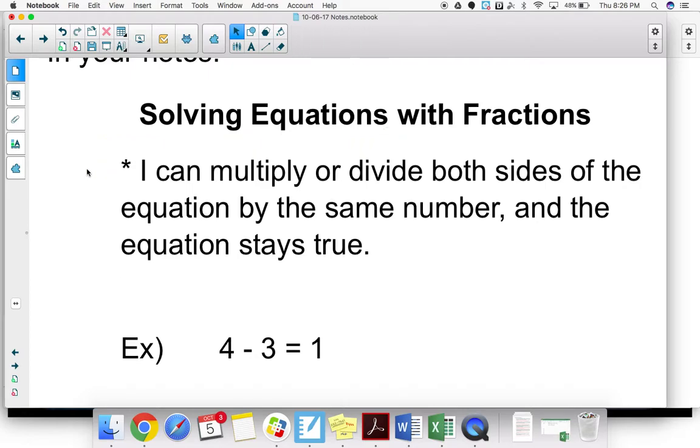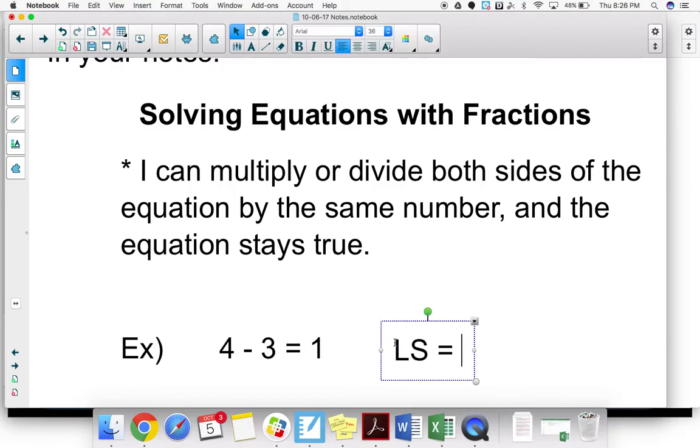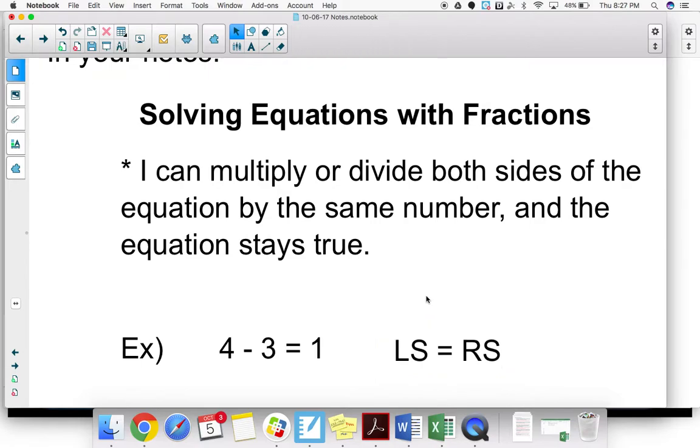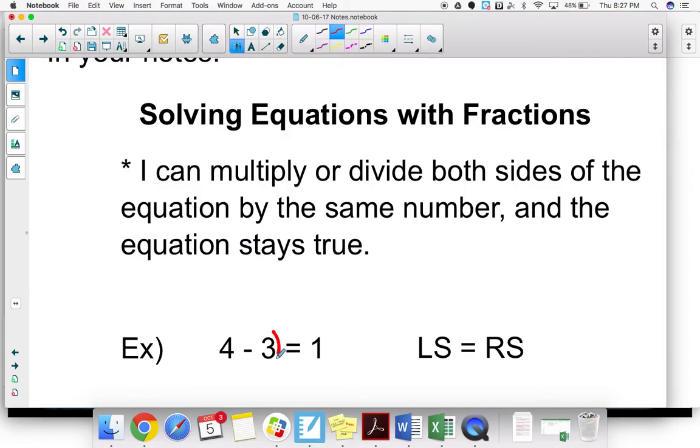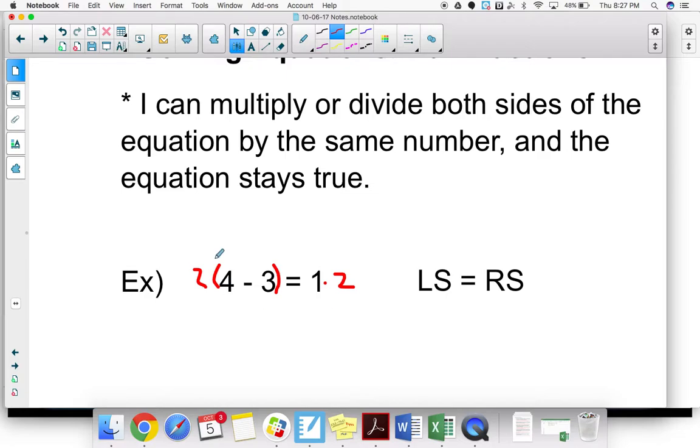Here's an example that has a true statement. 4 take away 3 is 1. Pretty straightforward, easy to see that in this case, I'll just abbreviate, the left side definitely equals the right side. Okay. Now, what I'm going to do is take the entire equation on both sides times, let's just go 2. We could pick any number. We could have even divided by 2. But just to keep things simple, I'll multiply both sides by 2.